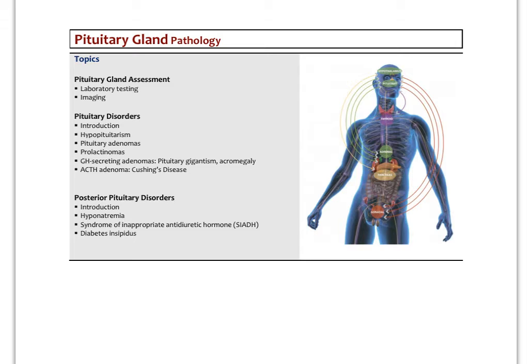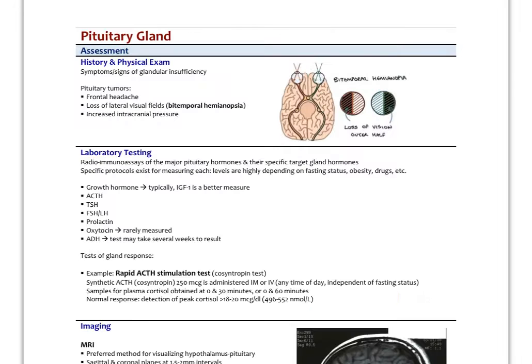And we'll talk about specific causes of low pituitary function, and pituitary adenomas, which usually cause high pituitary secretion, and some specific types of adenomas like prolactinomas, growth hormone secreting adenomas, and then ACTH adenomas. And then in the following video, we'll look at posterior pituitary disorders, specifically SIADH and diabetes insipidus.